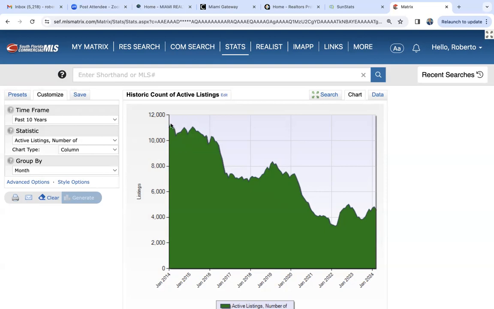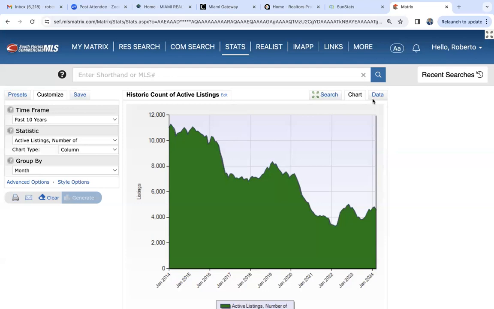So we had roughly 12,000 listings, right? 11,112 listings back in January of 2014. And we've dropped all the way down to 4,000 listings. So we have 10,000 listings less in today's market than what we had 10 years ago. So yeah, inventory has dropped quite a bit.